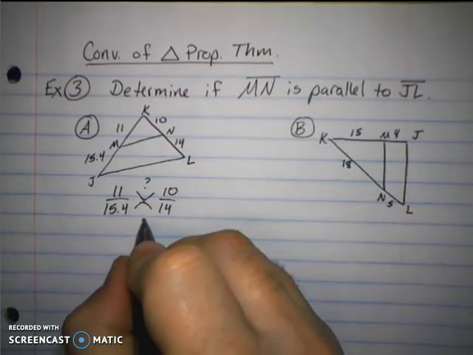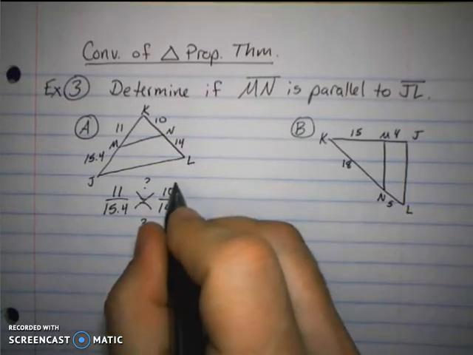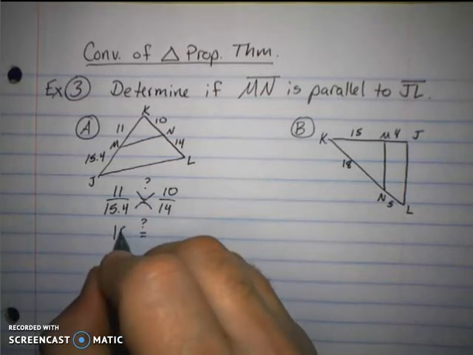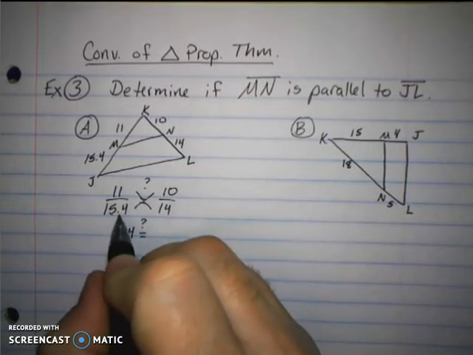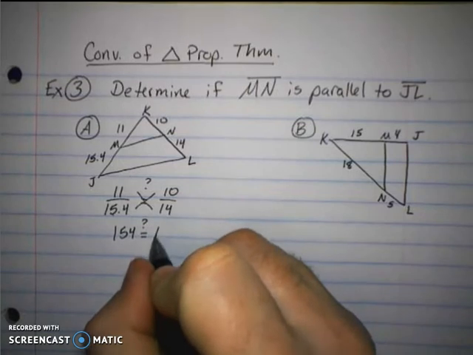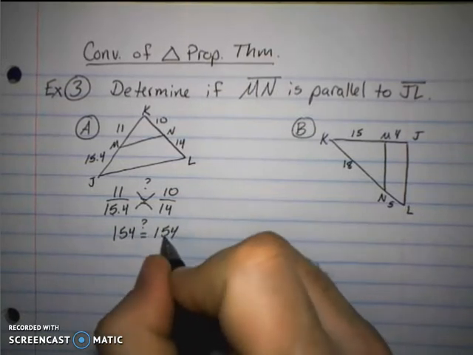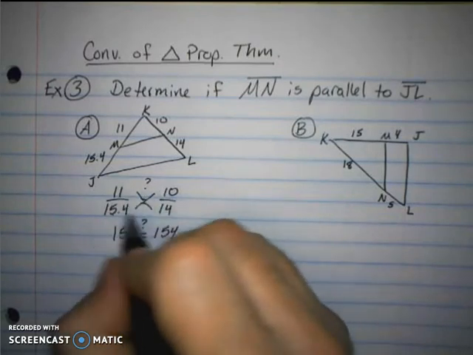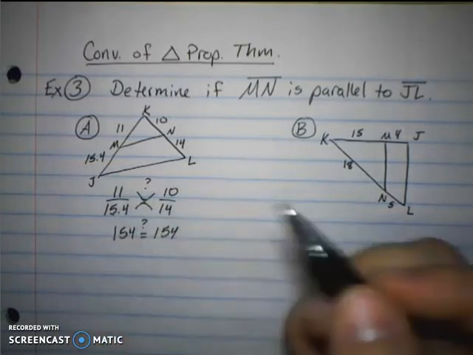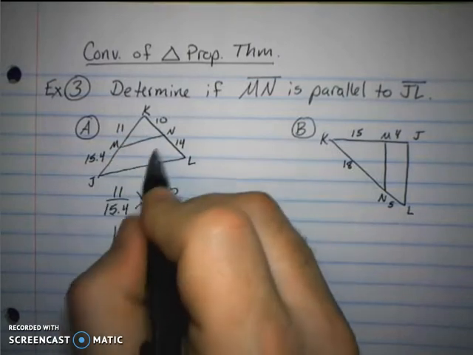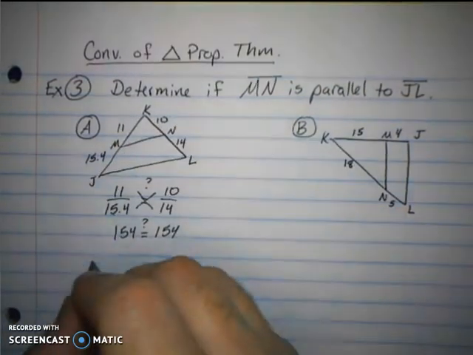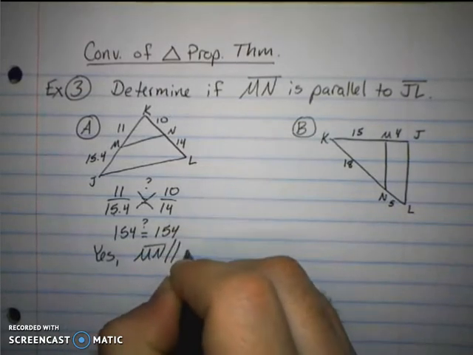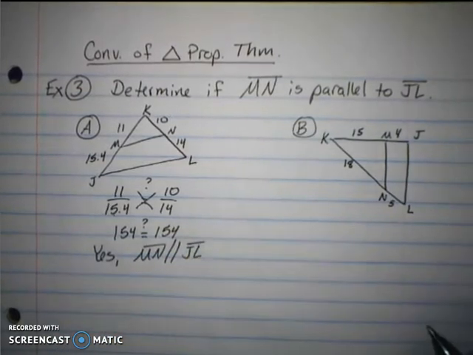Remember, if a proportion is true, then the cross products should be equal. So when we do 11 times 14, we get 154. And when we do 15.4 times 10, we also get 154. Since the cross products are equal, these ratios are equal also, meaning they are proportional. So since these segments are proportional, we can conclude that yes, MN is parallel to JL.